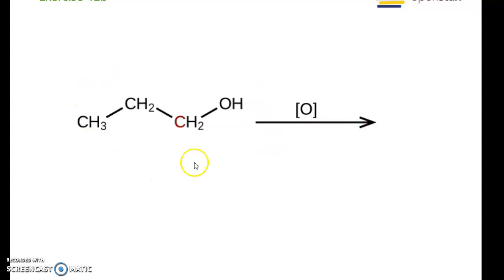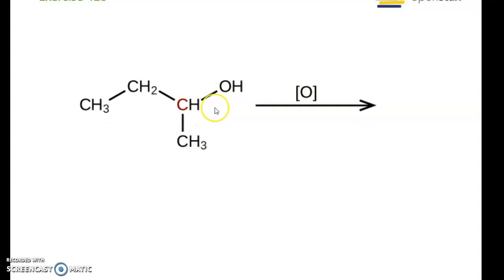When you have an alcohol and you oxidize it, it becomes an aldehyde, right? Because this right here is on the end one. If instead the alcohol is on a second carbon and oxidized, this would become a ketone, right?